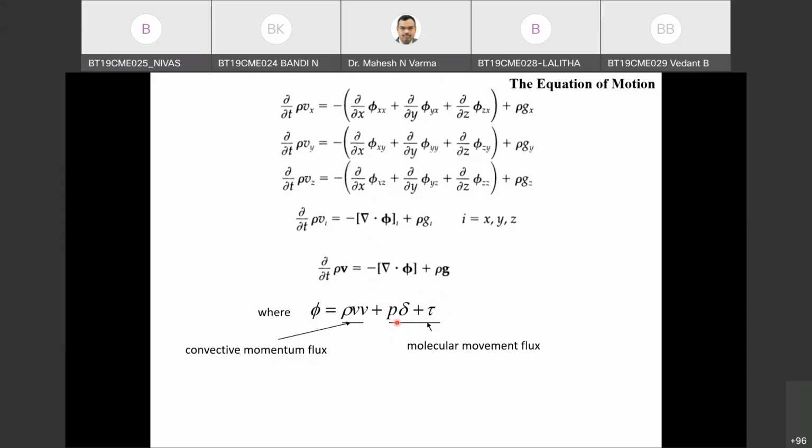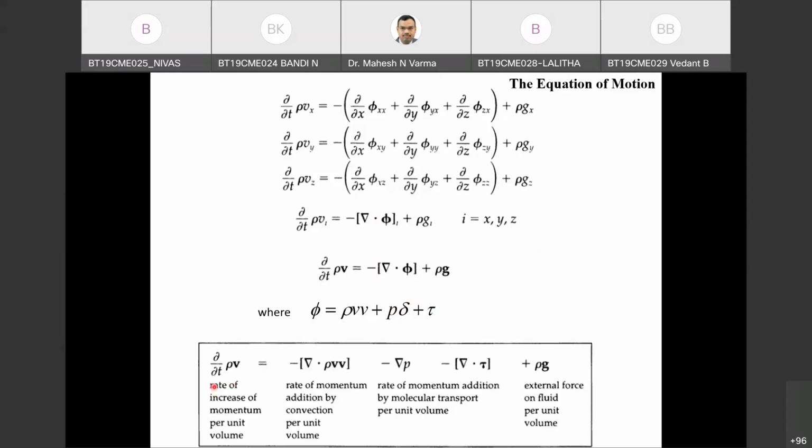Substituting this, as P is a scalar, del dot will operate differently on a scalar, differently on a tensor, and differently on a vector. Actually, that you need to remember. Substituting this, what equation will I get? Dou by dou t of rho into V equals minus del dot rho VV minus del P. As P is a scalar, this will be del P, minus del dot tau plus rho G.